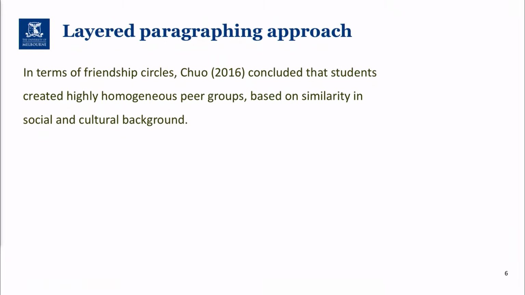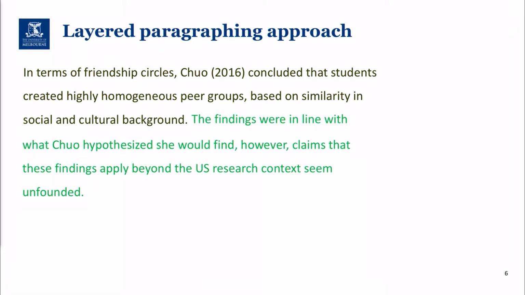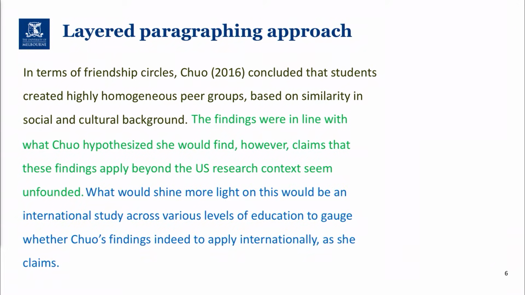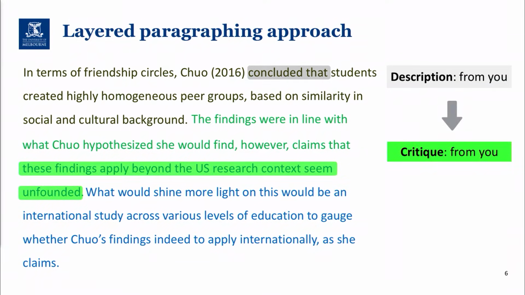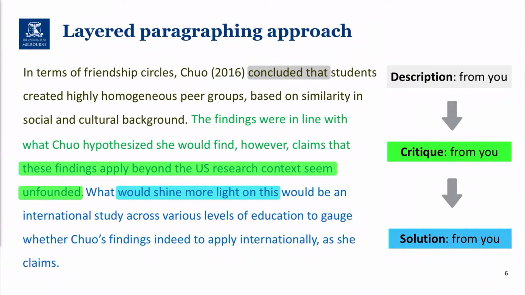Let's look at another layered paragraphing approach. Take some time to read what Chuo found. Look at the middle section, read through that, and the final section. You'll see a similar thing going on to the first paragraph sample we looked at, where we have a description section. It's a natural place to start to describe what you're finding, a critique, and a solution.